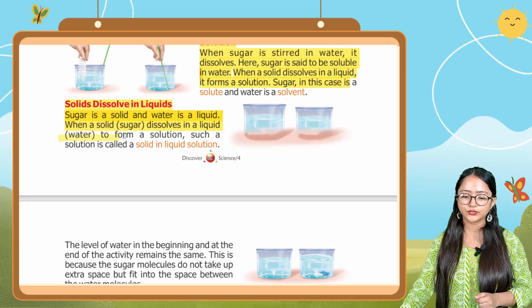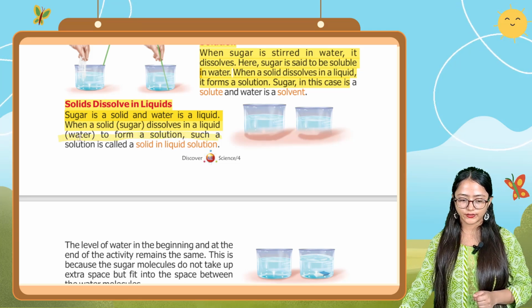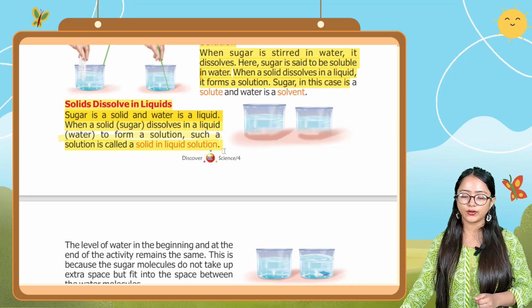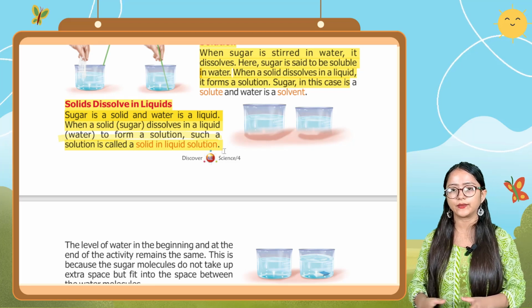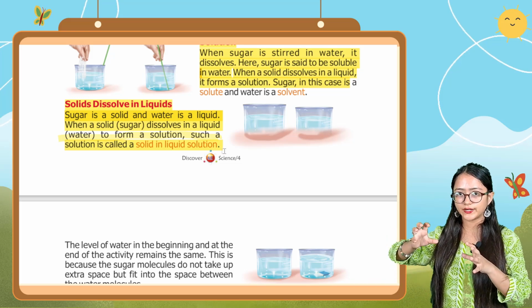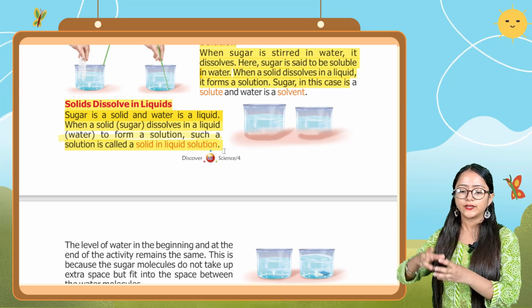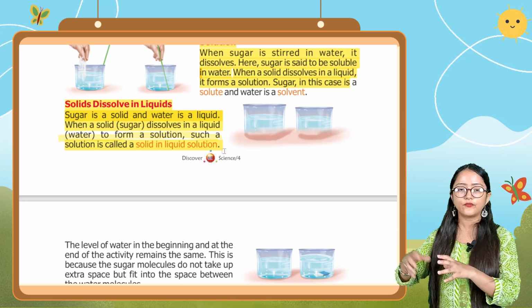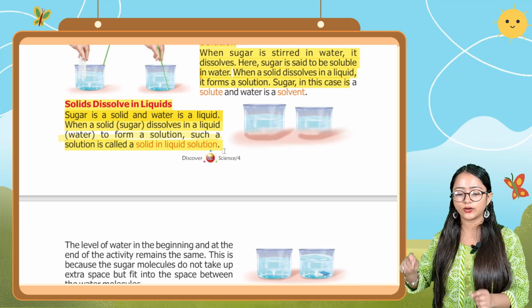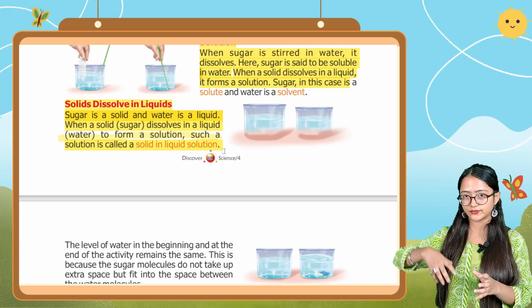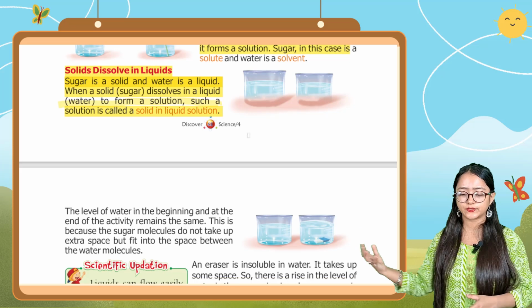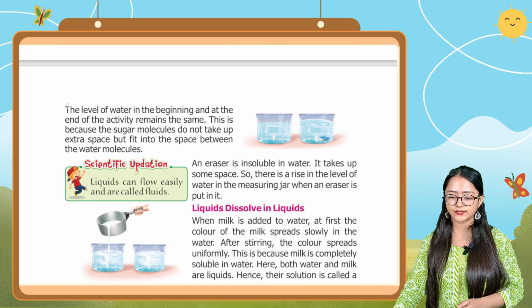When a solid, sugar, dissolves in a liquid, water, to form a solution, such a solution is called a solid in liquid solution, okay. When sugar or salt particles, which are solid matter, dissolve in liquid, that is water, to form a solution, that solution is known as a solid in liquid solution. That means the sugar or salt in water solution, okay. Here in the figure also you can see that.